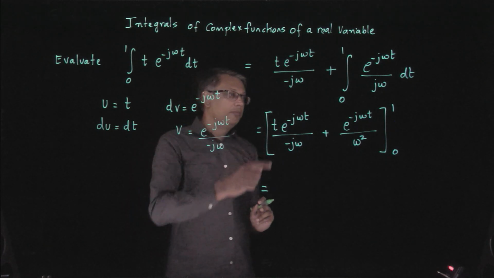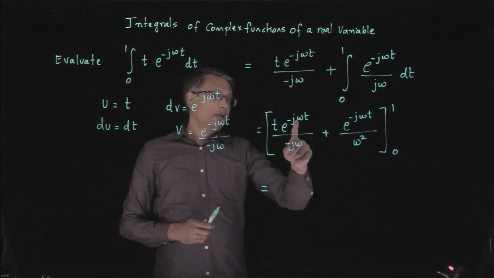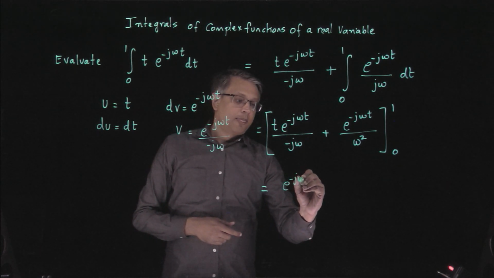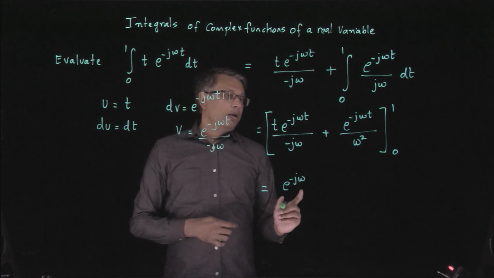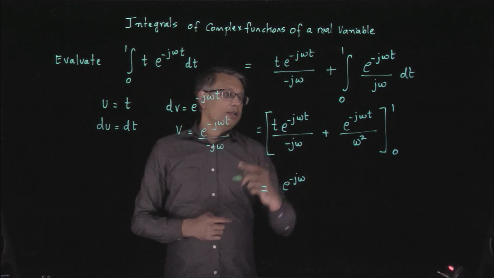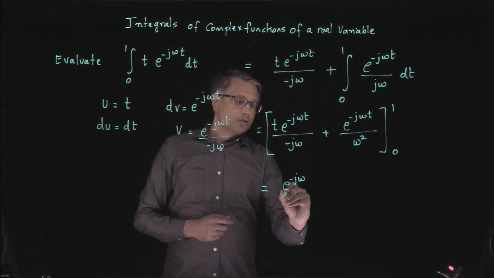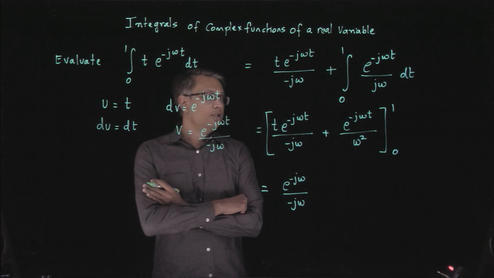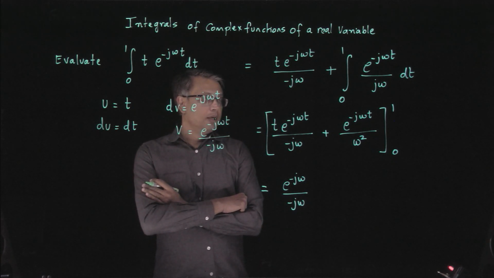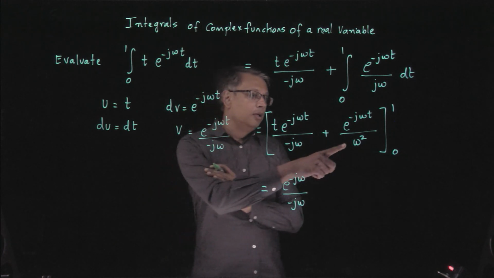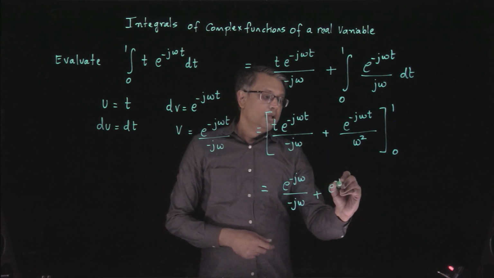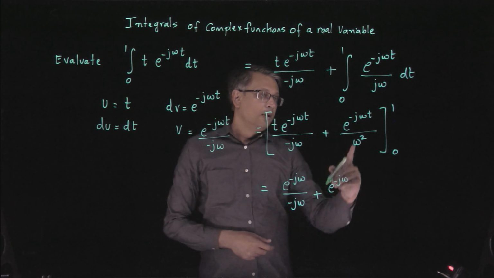So for the first term, you can see that when we substitute the upper limit, we simply get e to the negative j omega. And when I substitute the lower limit, I'm going to get 0. So the first term, we are simply going to be left with this, e to the negative j omega divided by negative j omega. And for the second term, we're going to get e to the negative j omega.